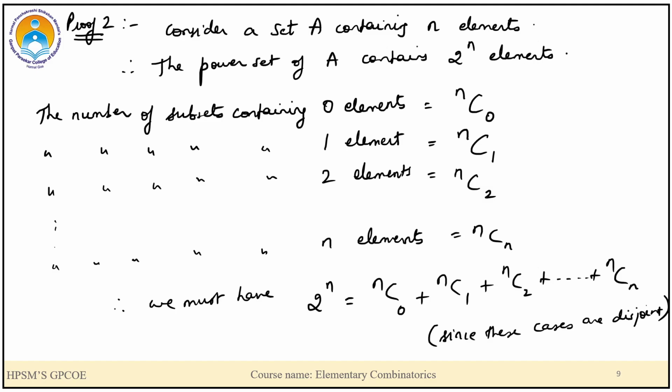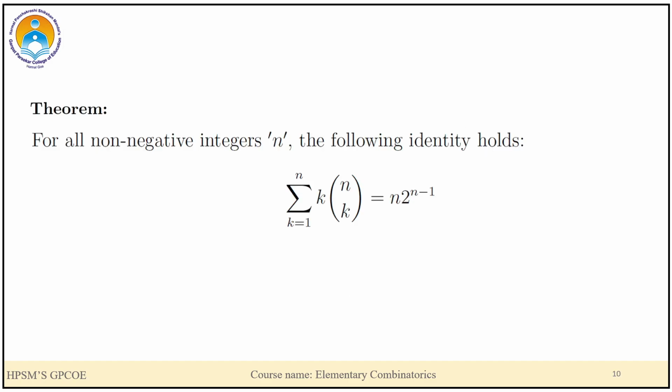Alright, so we saw 2 ways of proving this identity, one using simple substitution and one where we used a proper combinatorial argument. This is another identity where we substitute specific values of x and y, but there's something more to be done in this case. Here I need to prove that summation as k goes from 1 to n, k times nCk is n times 2 raised to n minus 1.